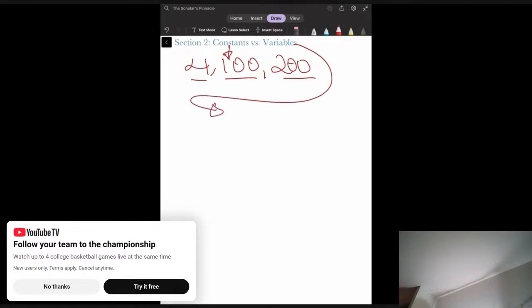For example, we had x, and in the equation y is equal to 5x plus 9, we have two variables. Can you spot which ones they are? Yes, I'm pretty sure you got it right. y is a variable, so is x.